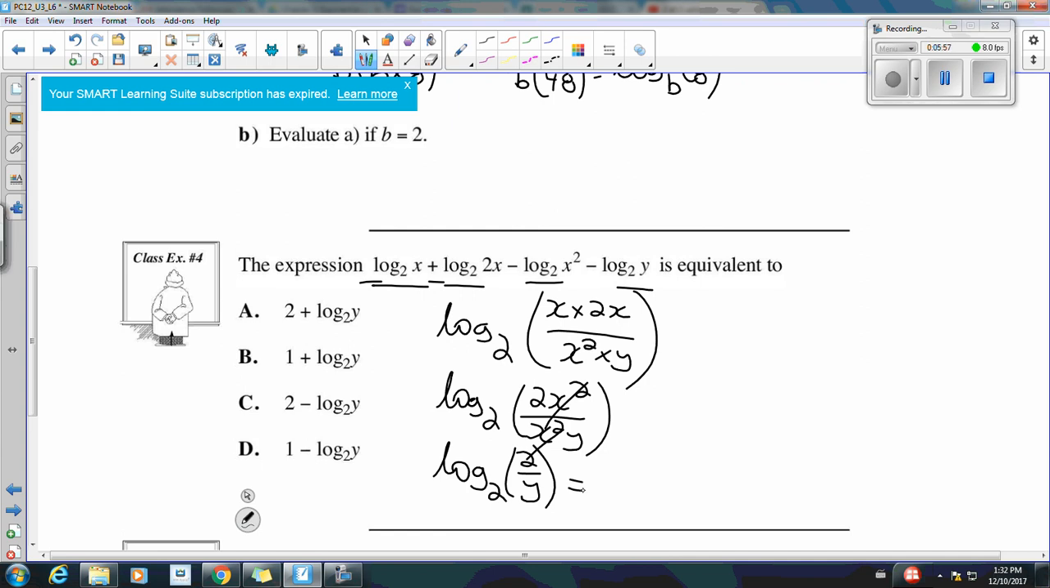Well, now we're going to go the other way. This is division in the brackets, so we can change it to multiplication. Log base 2 of 2 minus log base 2 of y. Okay, that looks a little bit more like our answers. This is really saying 2 to the power of what is 2, and that evaluates to be 1. So our answer is 1 minus log base 2 of y.